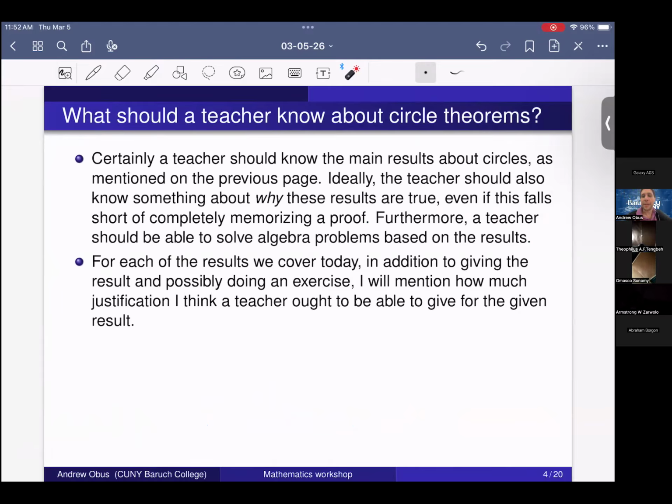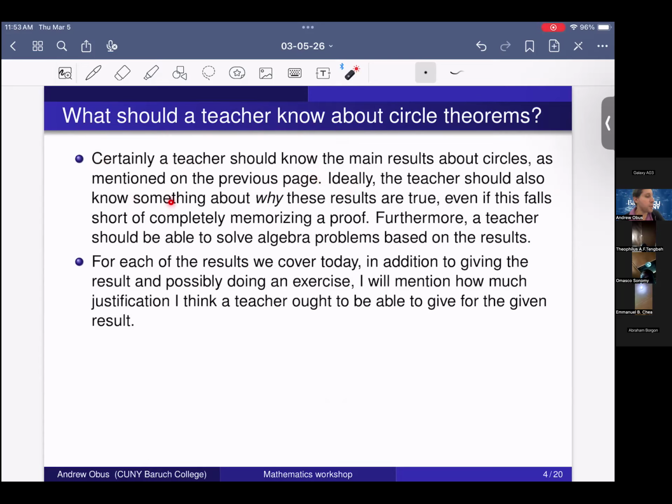the theme of this week's workshop is making you actively think about how to design the workshop, what's the important material. Before we actually start on the content, I want to spend a moment discussing what we want to know about circle theorems, or in particular, what a teacher should know about the circle theorems? Well, certainly, a teacher should know the main results about circles as mentioned on the previous page. A teacher should, of course, be able to calculate the area and circumference of a circle and know how to measure an inscribed angle or a central angle. These basic things are things that a teacher should know.